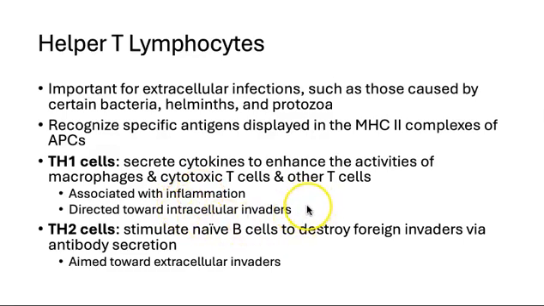So think more of virus-infected cells, for instance, or maybe certain bacteria like Mycobacterium tuberculosis that enters our macrophages and essentially multiplies within them. The Th2 cells are more for stimulating our naive B cells so that they can proliferate and create antibodies specific to that antigen. So that's more aimed toward our extracellular invaders.